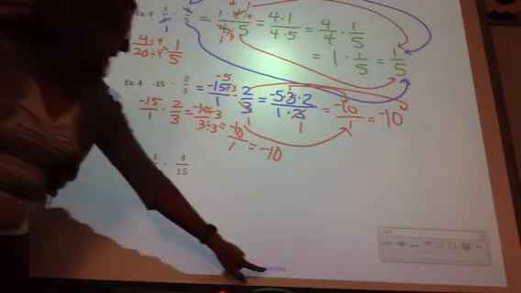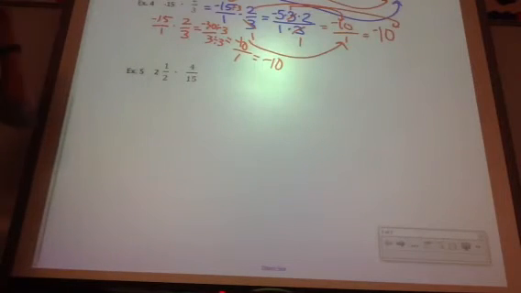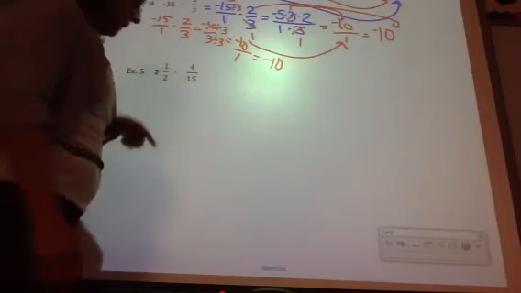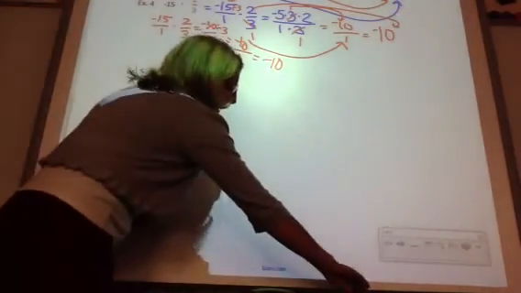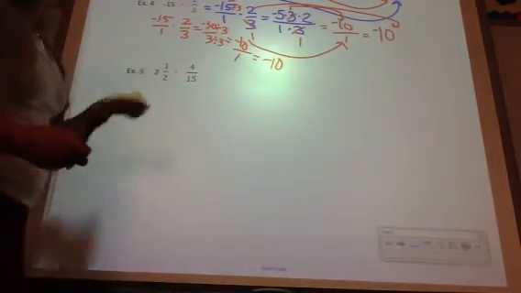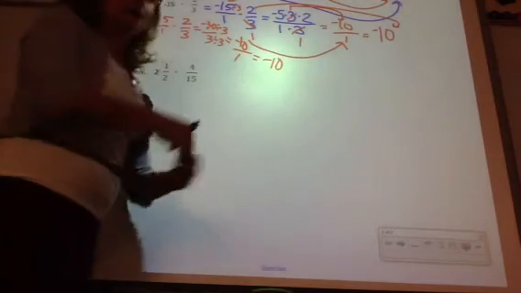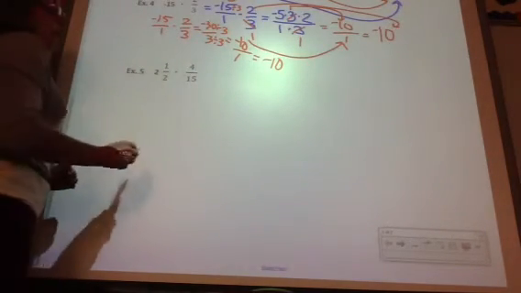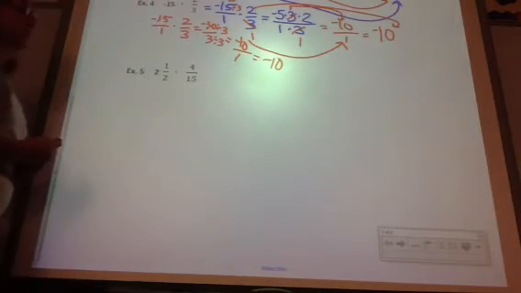Okay, our last example is 2 1/2 times 4/15. Uh-oh, what do I do with a mixed fraction? Well, remember last quarter we learned how to change mixed fractions into improper fractions. You've actually been doing that for a few years. So we're going to change this into an improper fraction, then multiply it just like the fractions above.